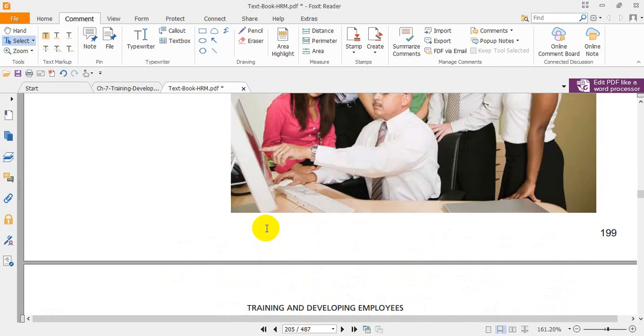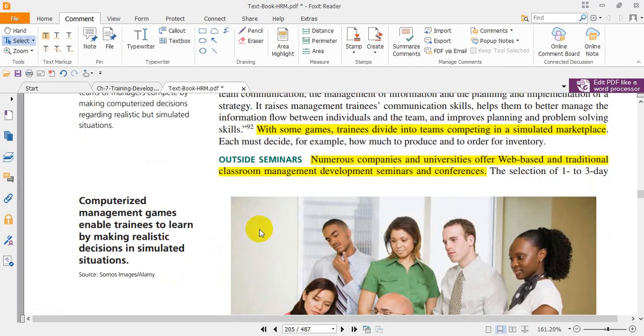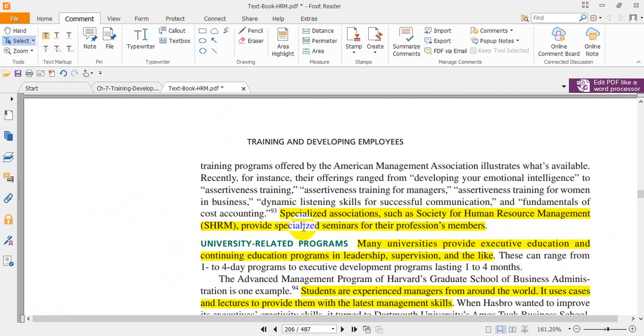So, inside or outside the company, some specialized institutions provide specialized seminars to employees. Okay.